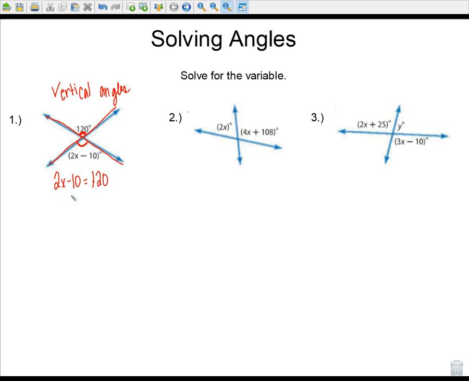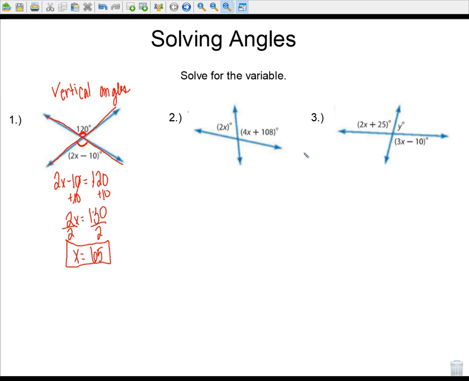So 2x minus 10 is equal to 120. We're going to add 10 to both sides. This is going to be 2x is equal to 130. And we're going to divide both sides by 2, and we get x is equal to 65. So that right there is our final answer. All we're doing is solving for the variable. We're not solving for the angle. So our variable is x is equal to 65.